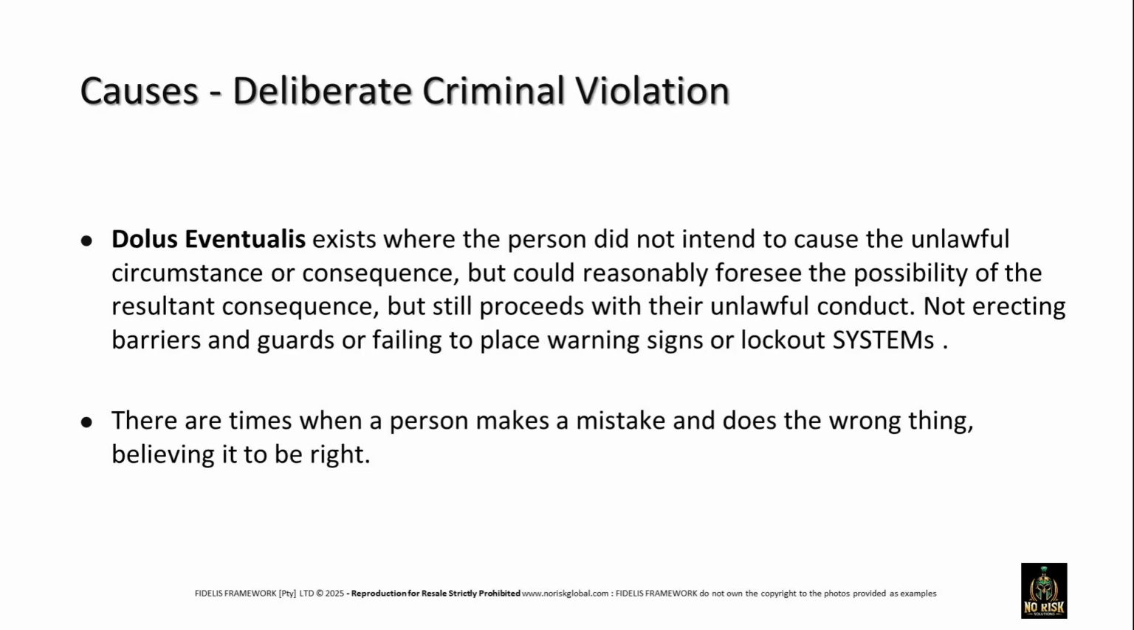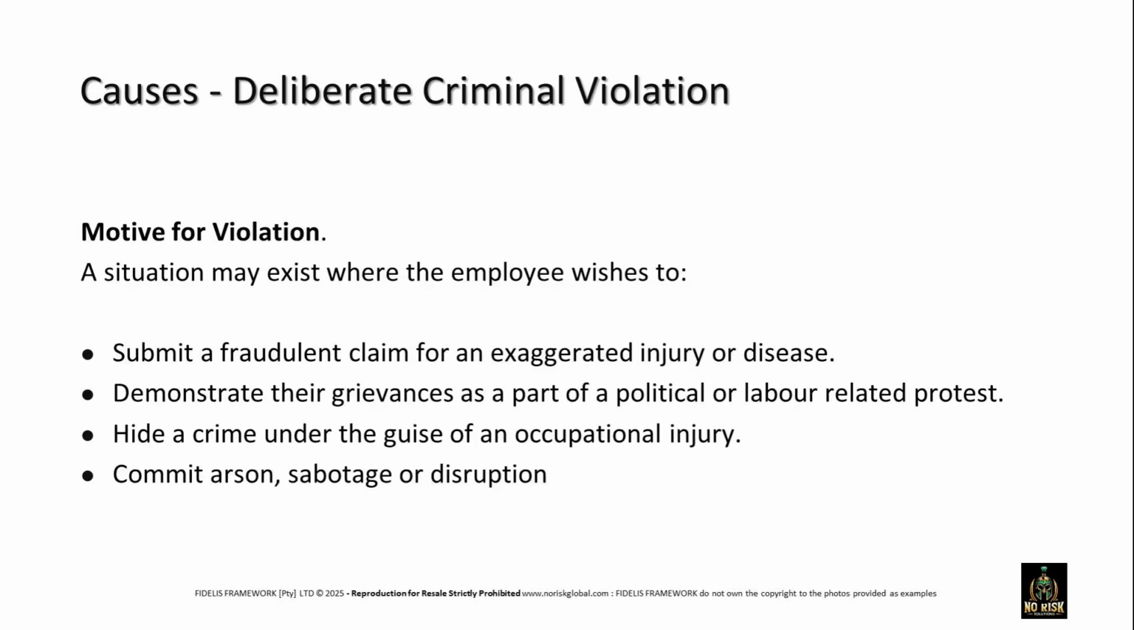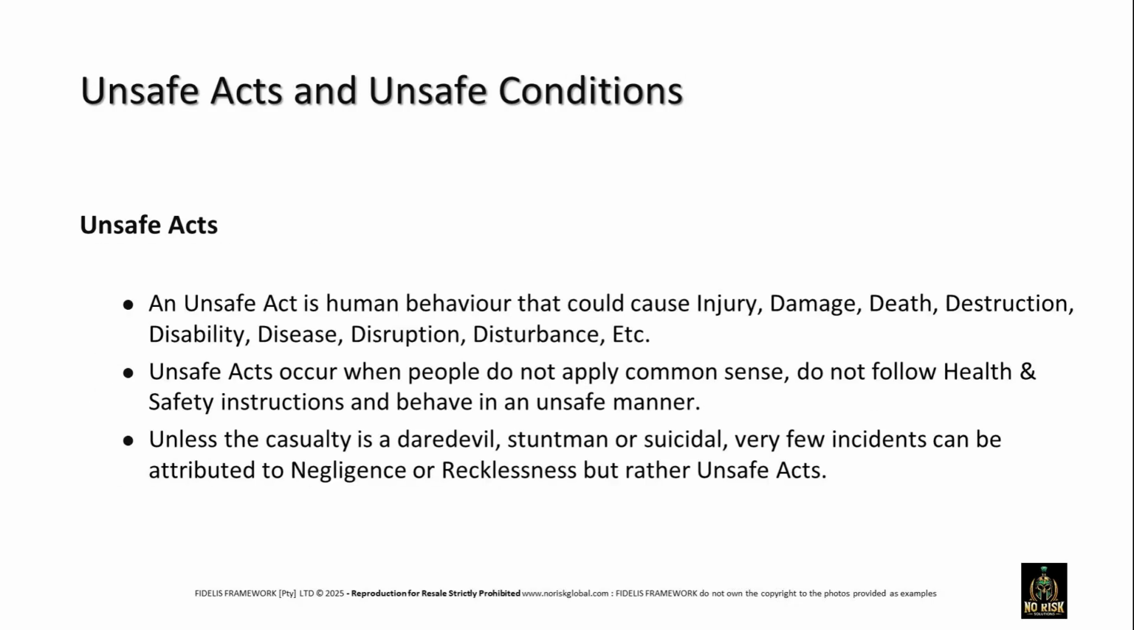Mistakes can happen when believing actions are right. Motives for violation can include fraudulent claims, political protests, or hiding crimes under occupational injury guise. Unsafe acts are behaviors that can cause harm, often due to negligence or recklessness rather than intentional harm.